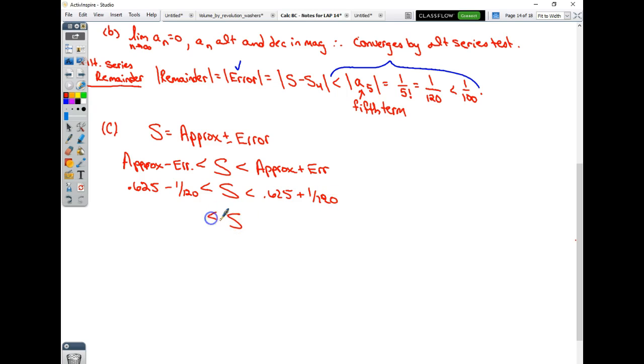So my S is definitely larger than 0.617 and smaller than 0.633. I keep saying smaller because I picked a smaller number. And what does that mean? It means that there's absolutely no way S can equal 0.7.